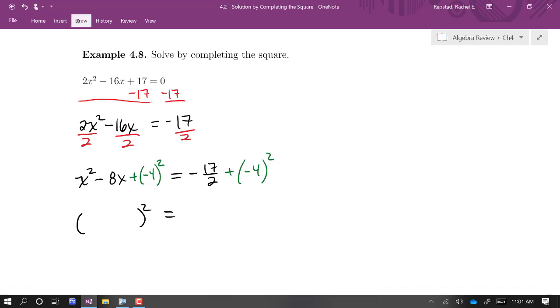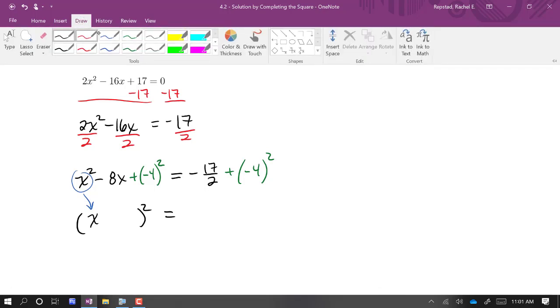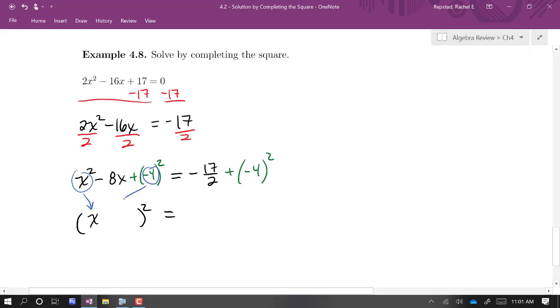So this is a perfect square, and what goes in here is the x, and then the minus 4. So that's why I include the sign. It's just a little reminder that I grab the correct sign in the middle. And you can check if you FOIL out, or if you multiply out x minus 4 times x minus 4, you will get x squared minus 8x plus 16. Over on the right side, we need to do a little arithmetic.